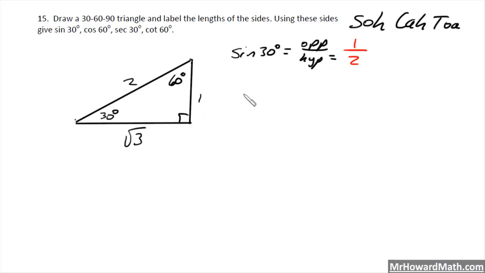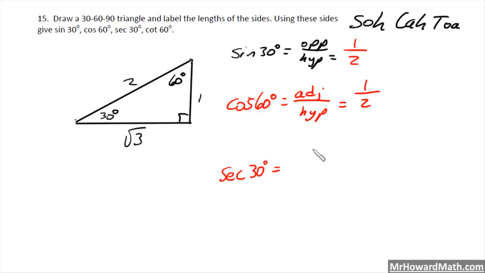And next we need cosine 60. Cosine of 60 degrees is equal to adjacent over hypotenuse. That's where that saying comes from. So from the 60-degree angle, the adjacent side is 1, and the hypotenuse is always the hypotenuse. That never changes. The adjacent and opposite sides will change depending on if you're talking about this angle or this angle, but the hypotenuse is always the hypotenuse. So adjacent 1, hypotenuse 2, 1/2. Cosine 60 is 1/2.